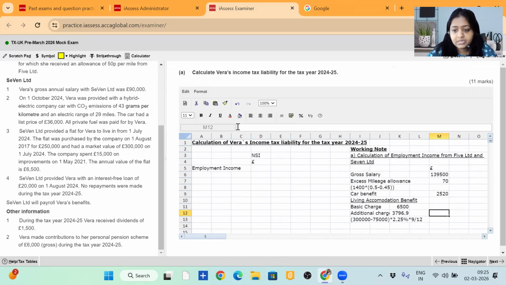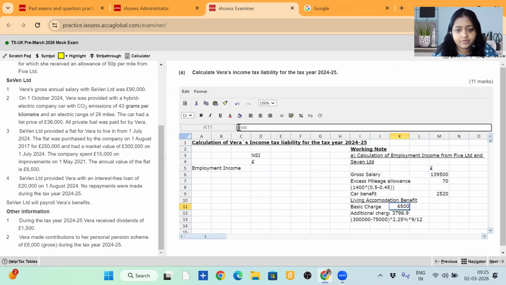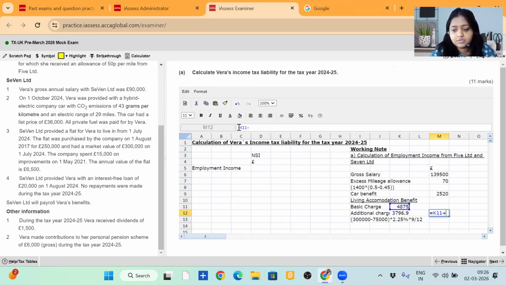Okay, let's add it. This also I need to make it for 9 months because this is the annual value, right? This is very important. Every point you have to do 9 months because if you forget, you will lose marks. Let's get the total here. So it will be this plus 8672. Okay, now let's take the next one. So we have done the living accommodation benefit also.